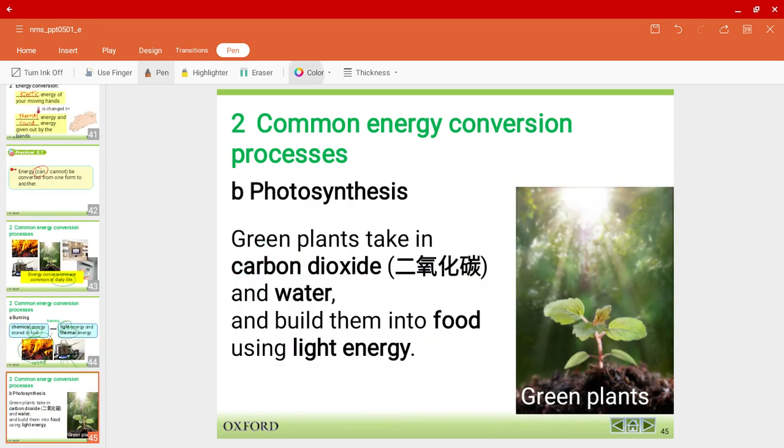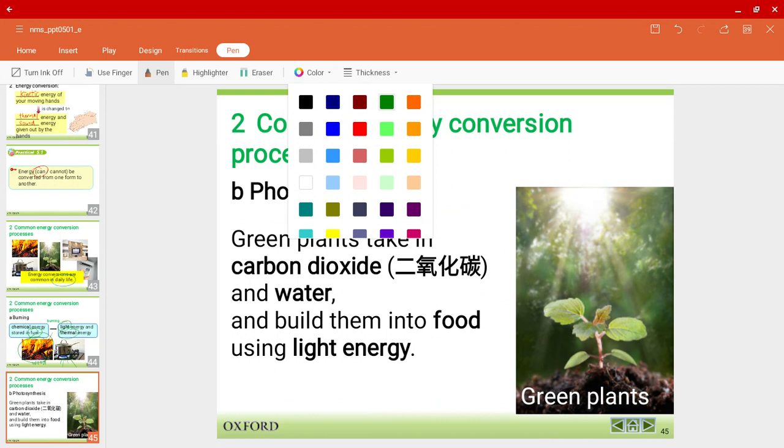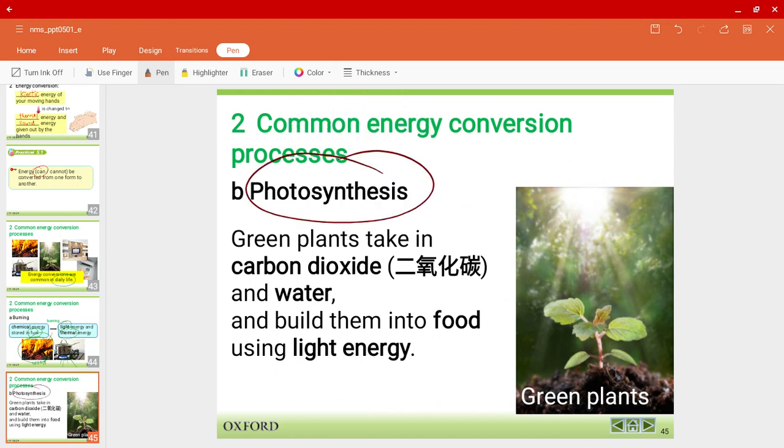Another very common type of energy conversion process is photosynthesis. I'm sure I probably mentioned this in class before. Photosynthesis is basically when plants use light energy to make food, or to produce food.